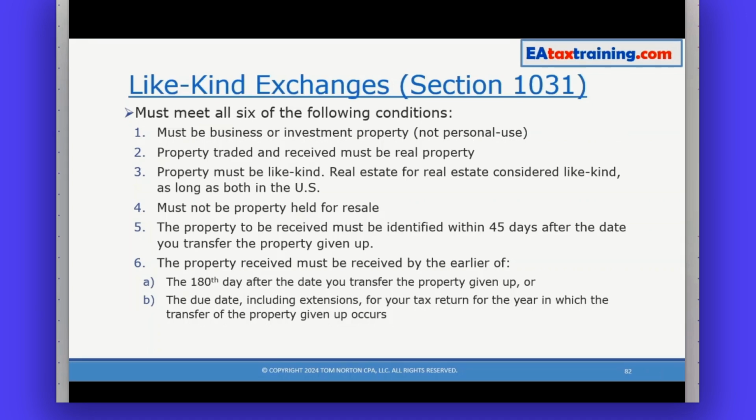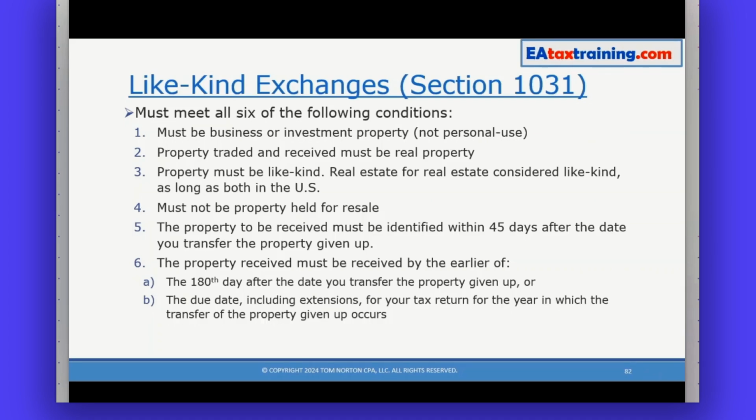The property that you are exchanging it for must be like kind. But the good news is real estate for real estate will be considered like kind as long as they're both in the United States. So if you have a piece of land, you can do a like-kind exchange with any type of real estate. So maybe you exchange your piece of land for somebody else's warehouse that they have. That's fine. That will be considered like kind.